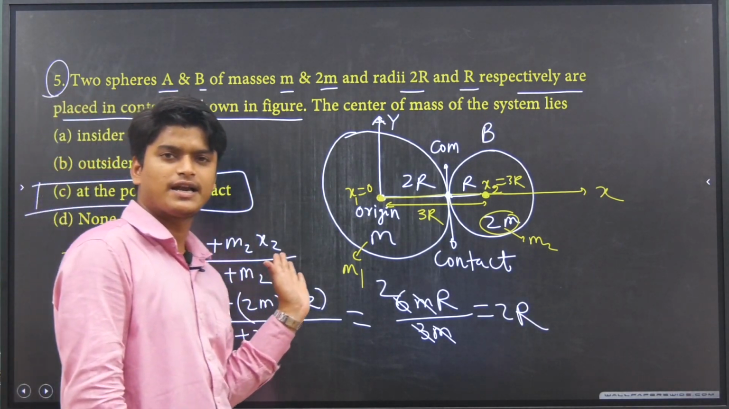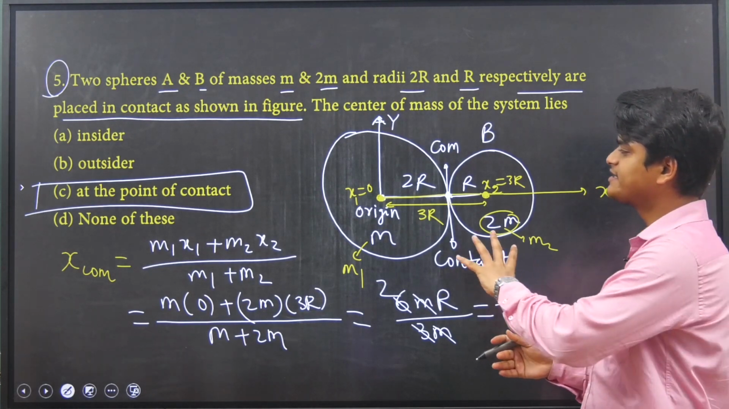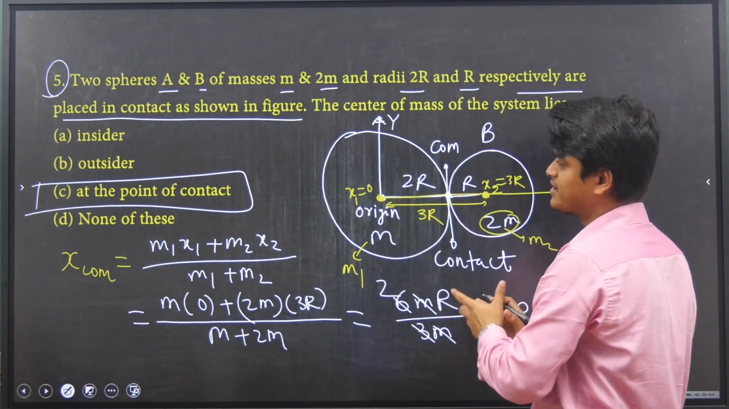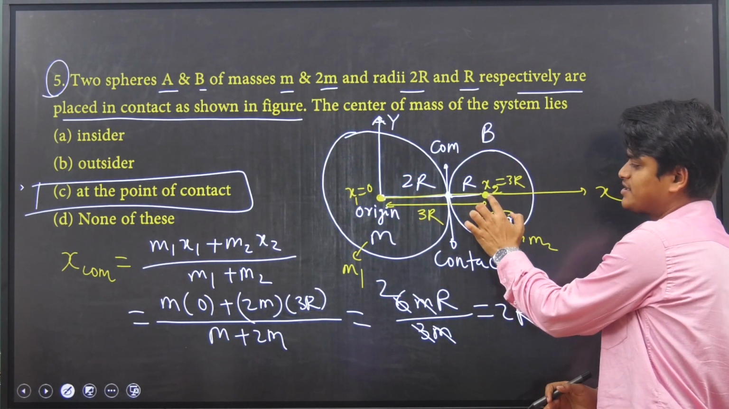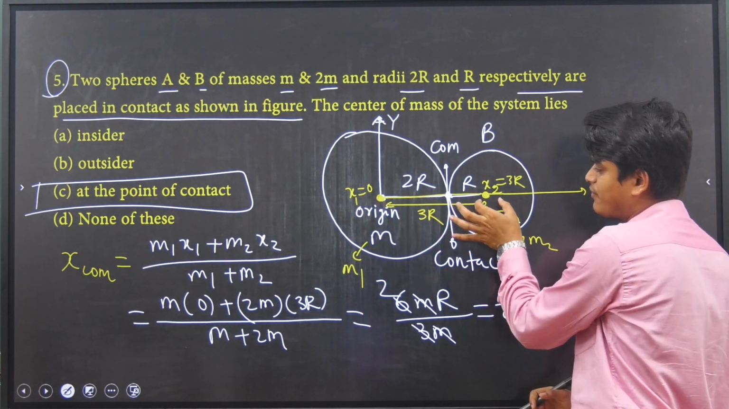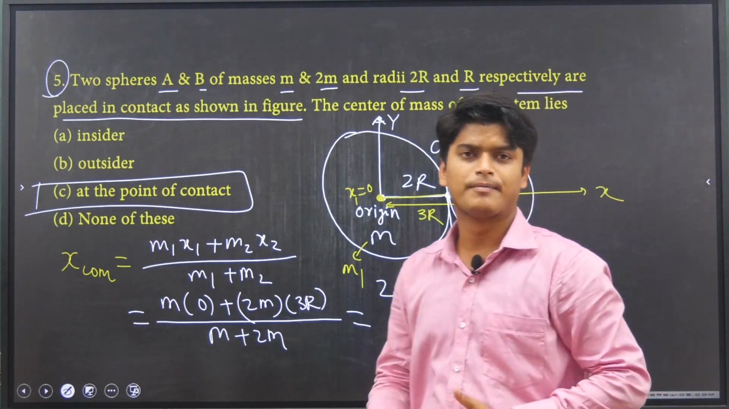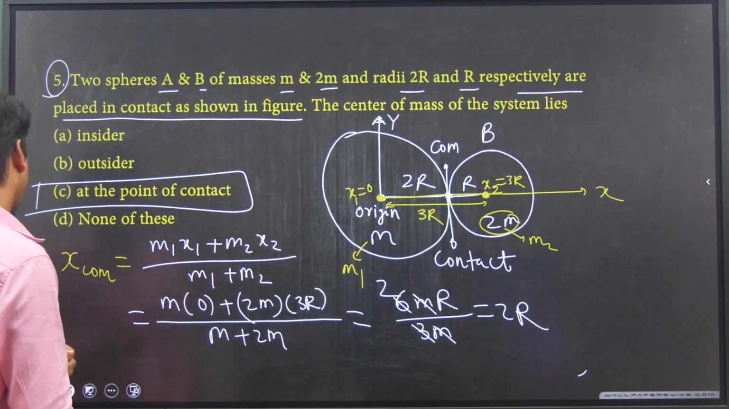I hope everybody understands. So it is a simple thing, the same formula we applied. The spheres are not point masses, but we consider them as point masses. That means we consider the total mass of this sphere concentrated here, and for this sphere also the total mass is concentrated here. Then we find x1, x2, and from the origin we find the distance of the center of mass. I hope everyone is clear. I'll go to the next question.